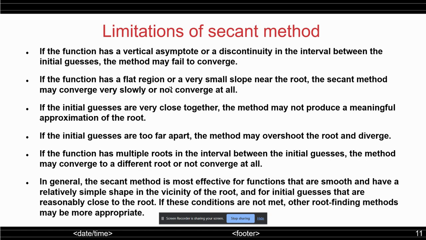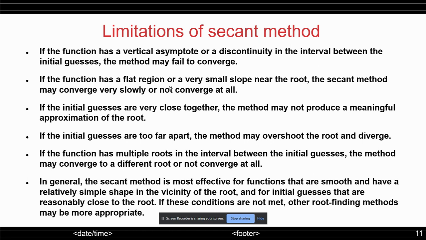Limitations. Now we are going to discuss the limitations of the secant method. If the function has a vertical asymptote or a discontinuity in the interval between the initial guesses, the method may fail to converge. That is, the function should be continuous. It shouldn't be discontinuous, and there should be no asymptote. If the function has a flat region or a small slope near the root, the secant method may converge very slowly or not converge at all.